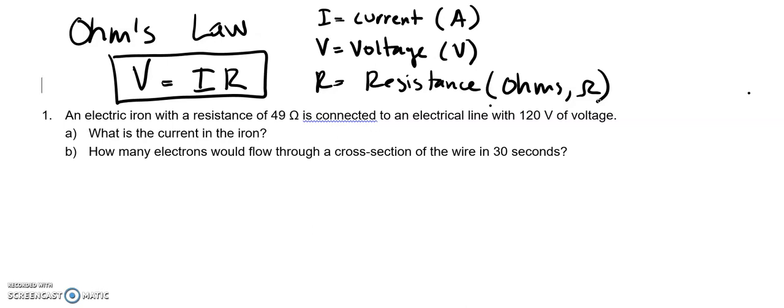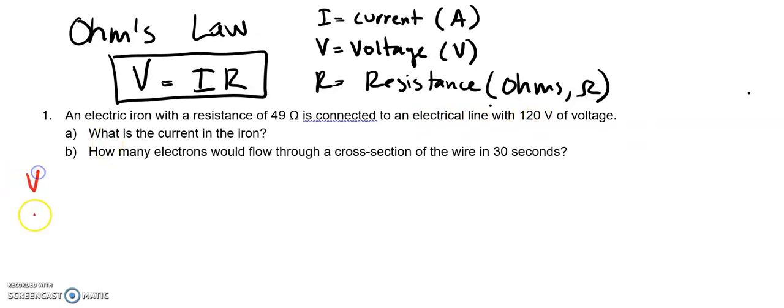Cool. Well, so now let's go ahead and use Ohm's law to solve a quick little circuit problem. I encourage you to try it yourself first and then go ahead and check back in on the video. Okay. So after you've done it, let's go through it together. So we have an electrical iron with resistance of 49 ohms is connected to an electrical line with 120 volts of voltage. A, what is the current in the iron?